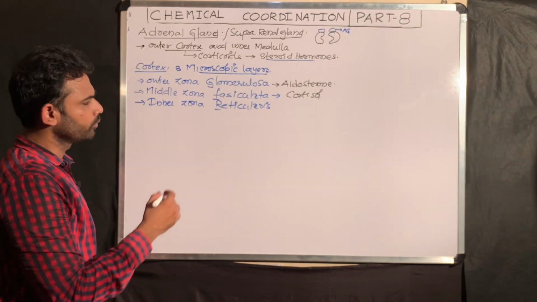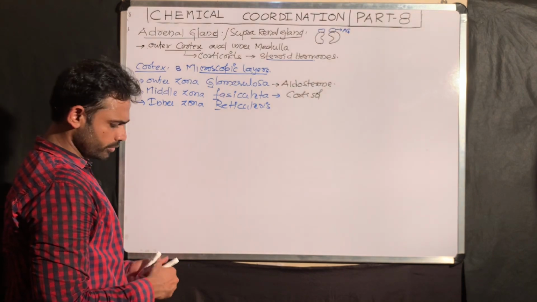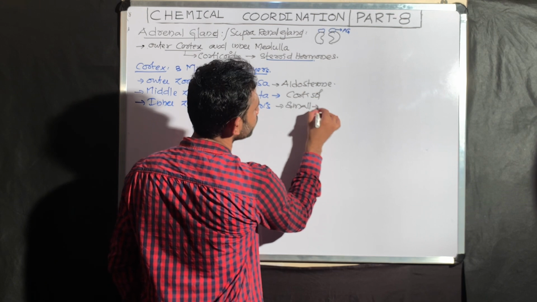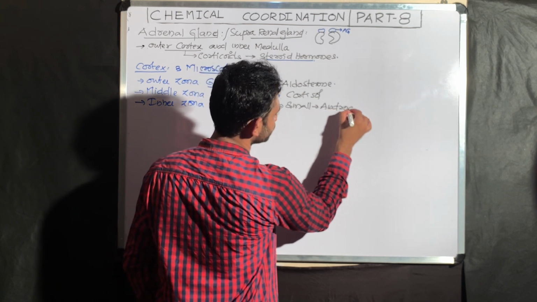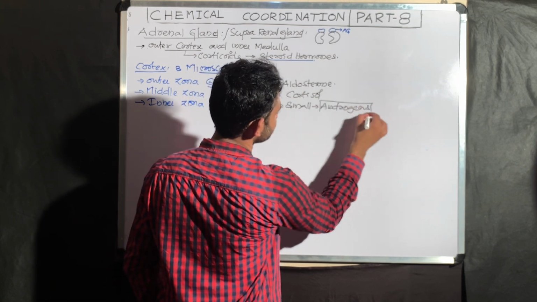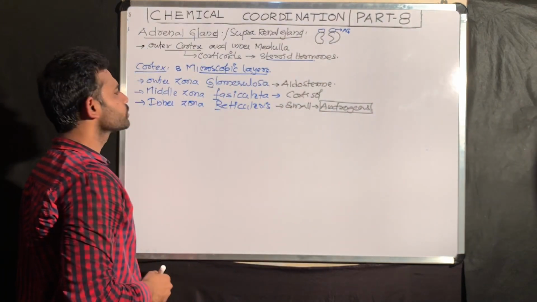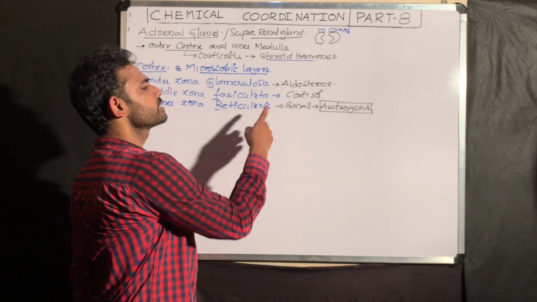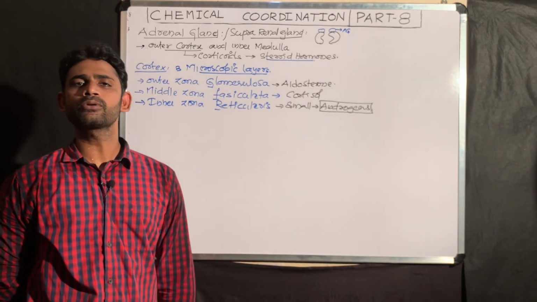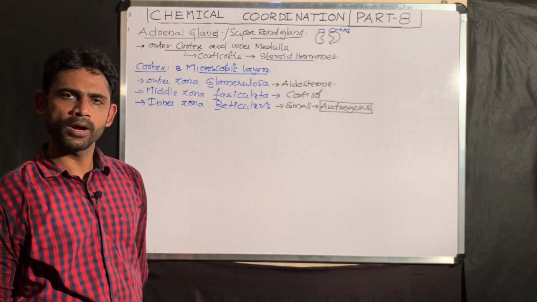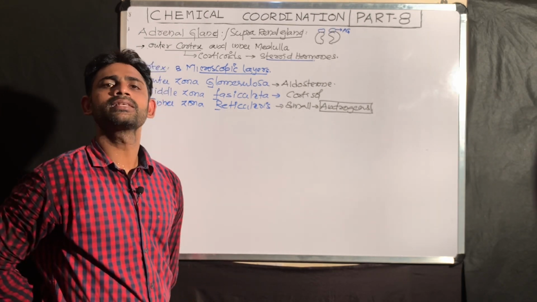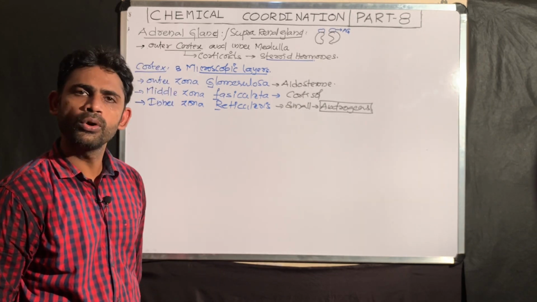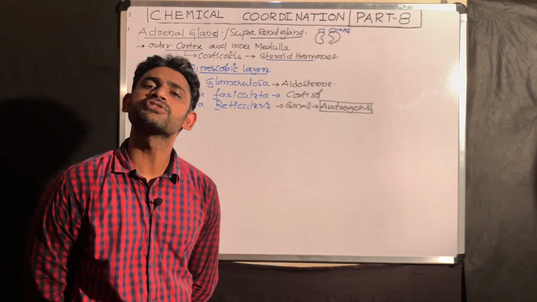GFR. Don't forget, from outer to inner. The zona reticularis produces a small quantity of androgens. What are androgens? Androgens are a group of hormones that influence male behavior, male sexual behavior. The most well-known androgen is nothing but testosterone.